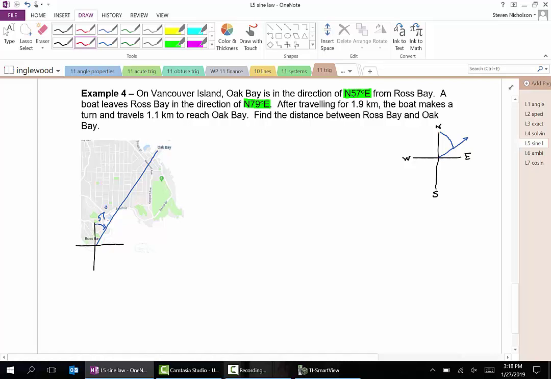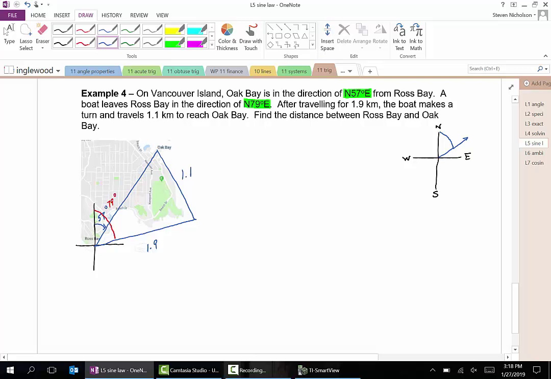So I'm going to do this one in red. So here's what the boat's actually doing. There's the land direction. Here's how the boat's going to get there. It's going to go north 79 degrees east. So we're going to start at the north, and we're going to rotate 79 degrees towards the east. And here's what the boat will be doing. It will be going on this pathway. And again, that pathway is 79 degrees, and it goes 1.9 kilometers. And then it turns, and it goes another 1.1 kilometers, and that's where it goes.